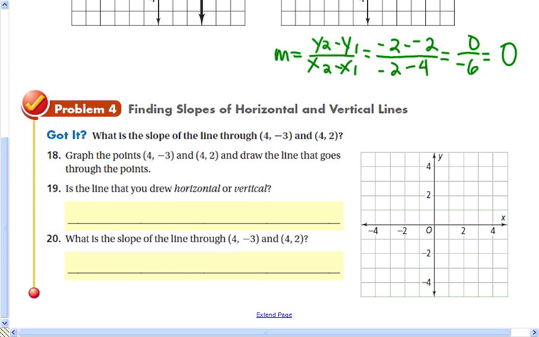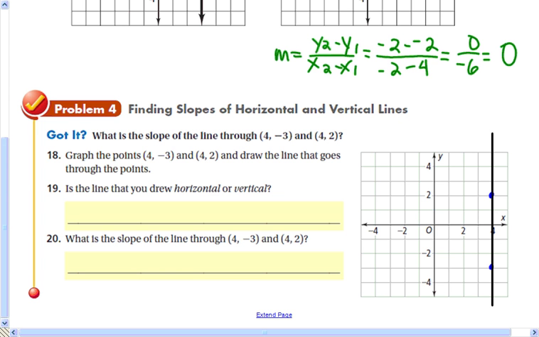All right, so if we want to graph, let's graph the points (4, -3) and (4, 2). So (4, -3) is right here, (4, 2) is right here. Draw a line through those, right there. There it is, it's a vertical line.